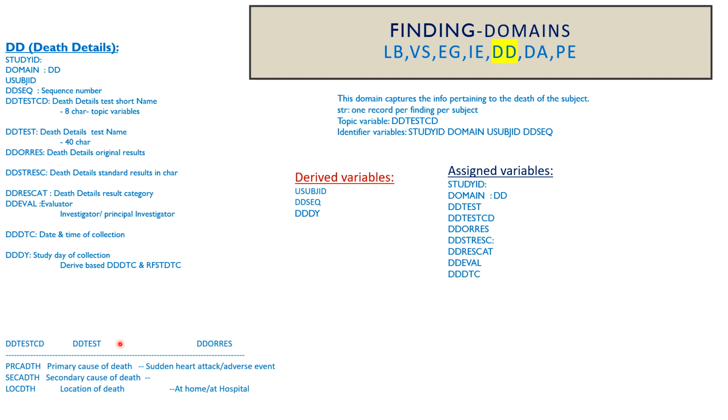Here, how will test and test code be? Suppose in case of DD test, primary cause of death, that is the test. For the test code we need a short name with 8 characters. In this way we need to write. The original results will be like sudden heart attack, adverse event. In that way it will come.